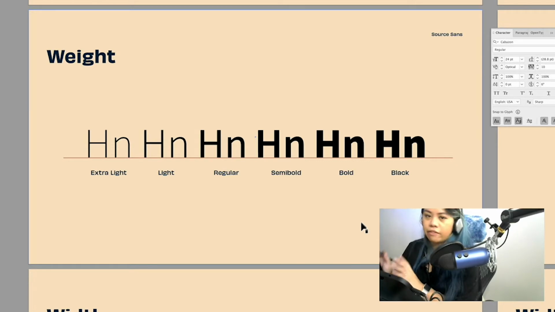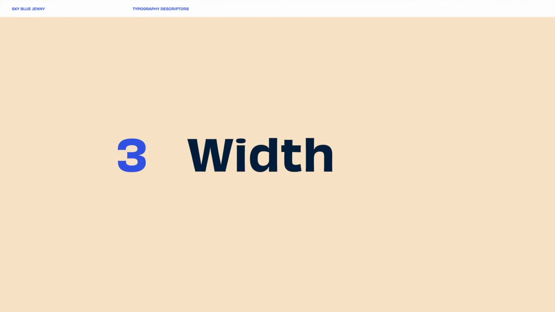There's heavy. There's a lot of different descriptors to them. But generally they're identifying different types of weight. Going on to number 3.